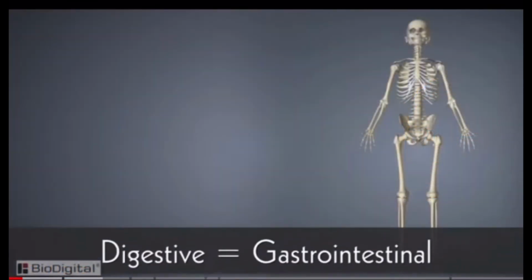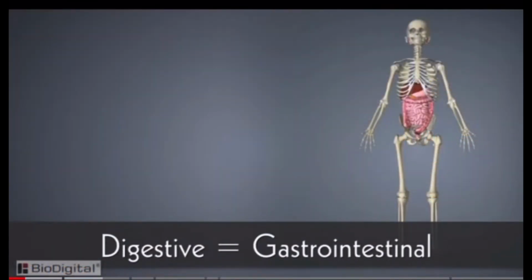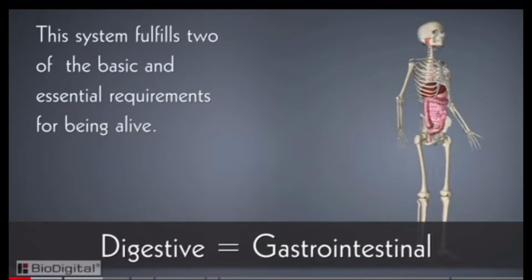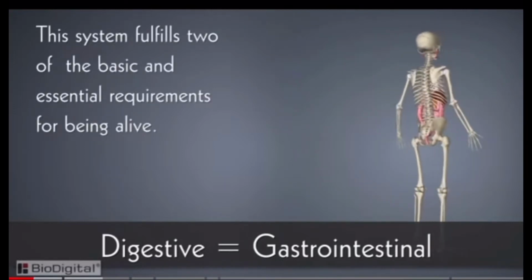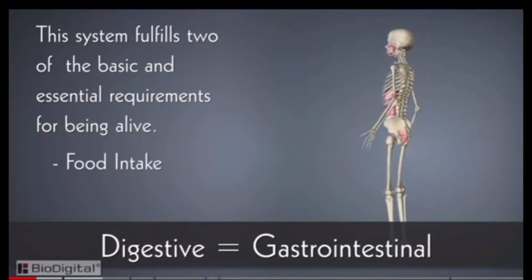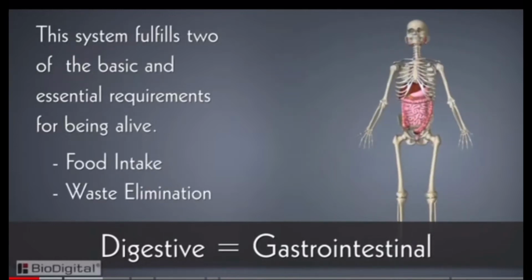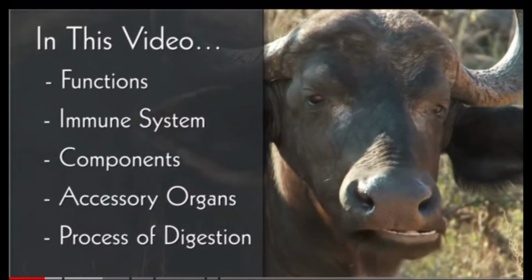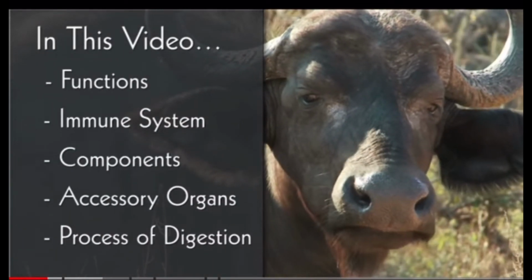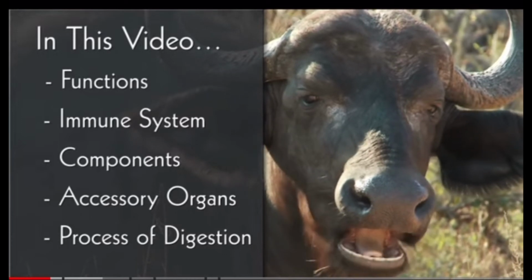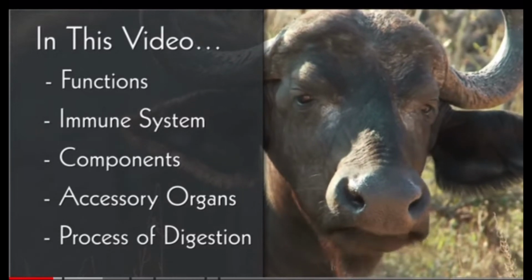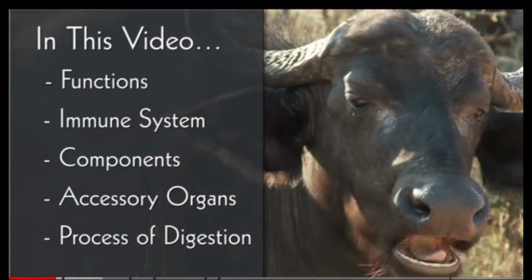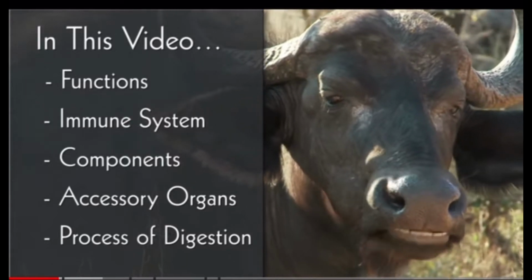The digestive system is also known as the gastrointestinal system. This system fulfills two of the basic and essential requirements for being alive, which are food intake and waste elimination. In this video, we will be discussing the functions of the digestive system, the connection with the immune system, the components and accessory organs that make it up, as well as the process of digestion.